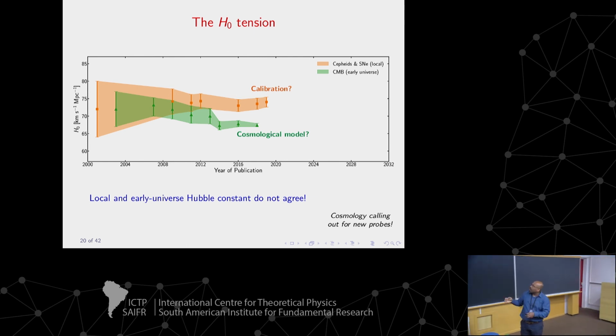And a cosmological model has gone into obtaining the Hubble parameter in the current epoch from the early universe. So if we agree with the supernova measurements, that would signal a problem with the cosmological model, the lambda CDM model.